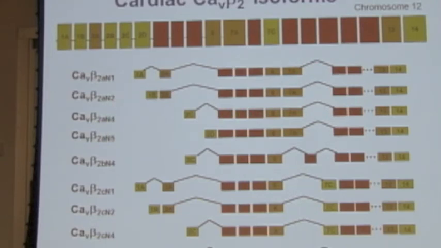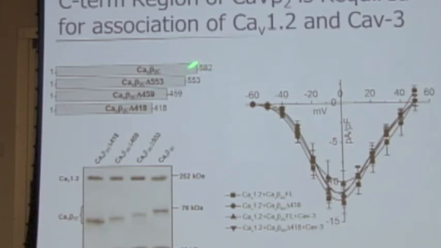So we took another tack because most of the variability here was in the N terminus, and we didn't see clear differences there. So we did progressive deletions of the C terminus here. So beta 2C, full length, and then truncating at 553, 459, and 418. We would see progressively shorter beta subunits on our Western blot in agreement with the prediction, but they would all associate with CAV3 until we truncated to 418.